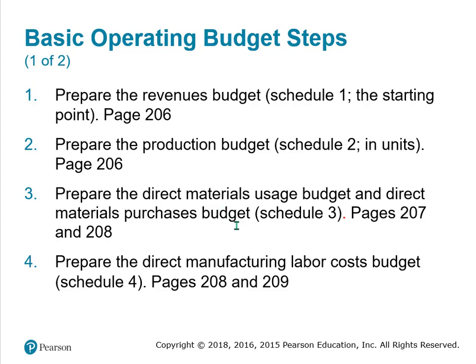Now the basic steps begin with a revenue budget. It's based on expected demand because demand for companies' products is invariably the limiting factor for achieving profit goals. And the next logical step is to plan the production so that the product is available when the customers need it. The number of units to be produced is the key to computing the usage of direct materials in both quantity and dollars.